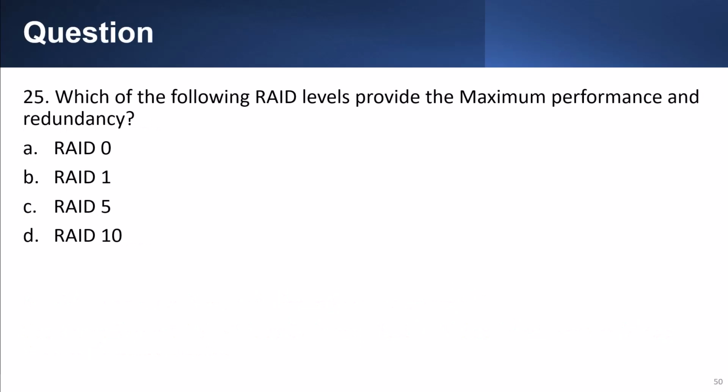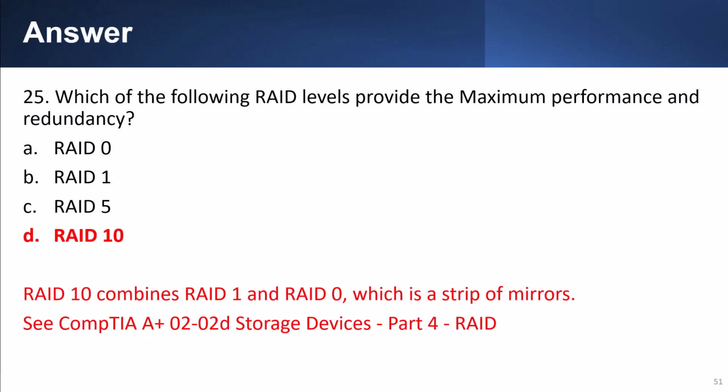Question 25. Which of the following RAID levels provide the maximum performance and redundancy? Answer: RAID 10. RAID 10 combines RAID 1 and RAID 0, which is a stripe of mirrors.